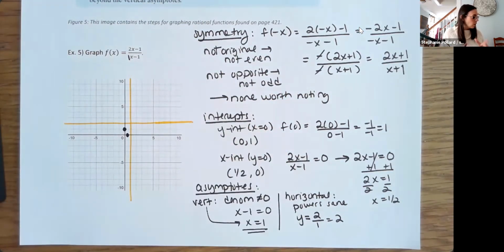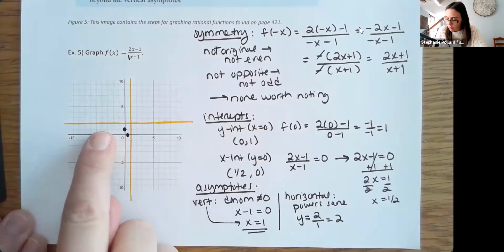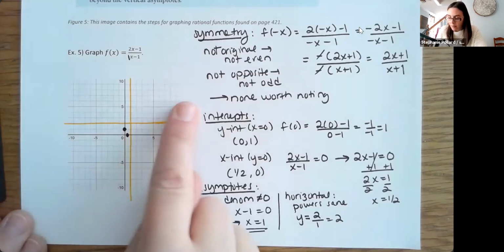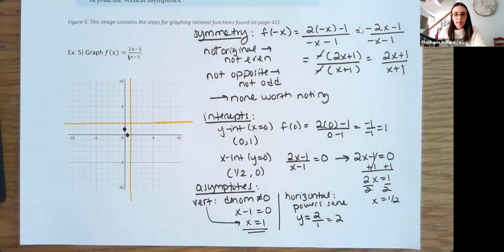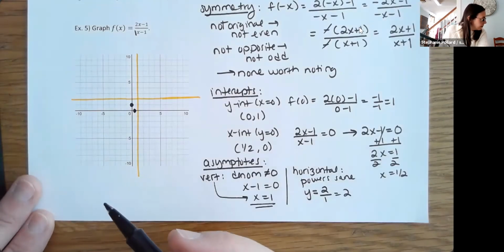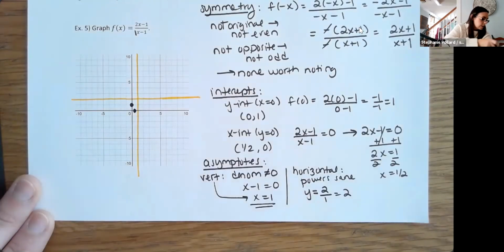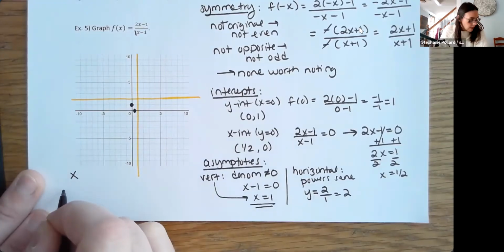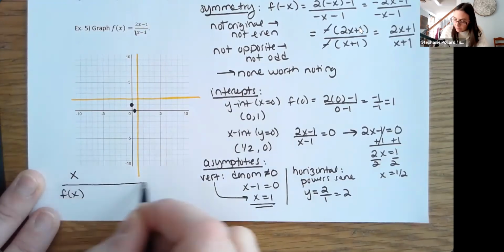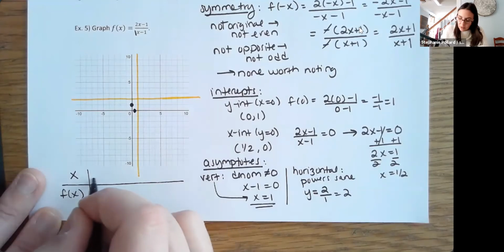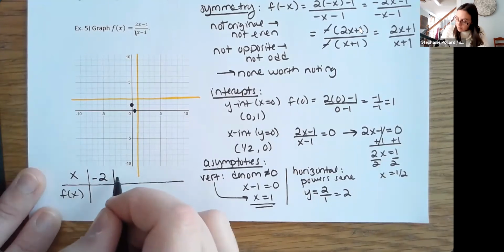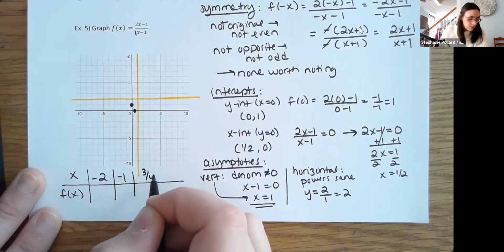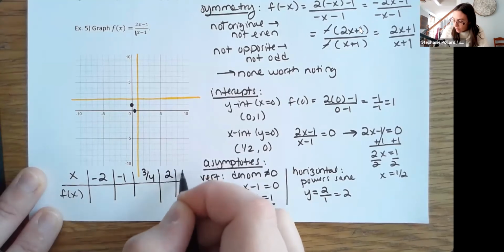Okay. Now I only have 2 points. So I don't really have enough information. I really need a few more points to graph. So I'm probably going to pick a couple more points over here and then some points in this area. And what your book recommends for this one is they recommend picking the following values. I'm going to write it horizontally just so I can fit it in. So they chose the values of -2, -1, 3/4, 2, and 4.